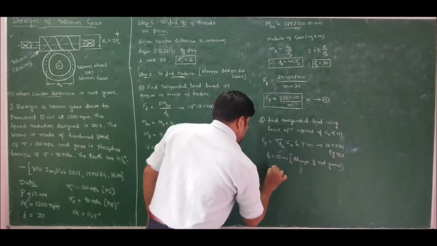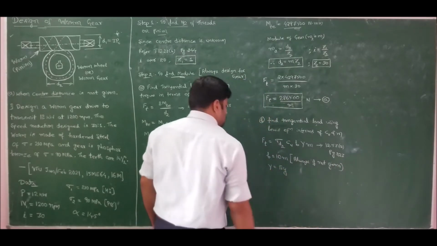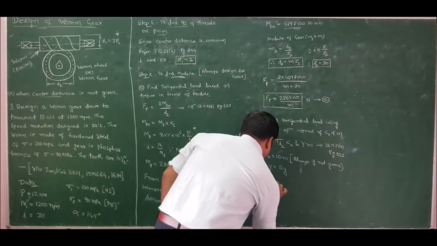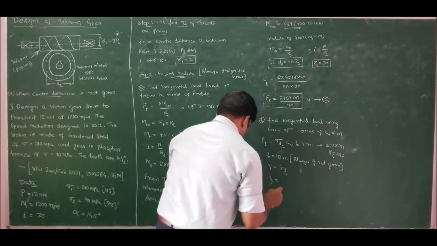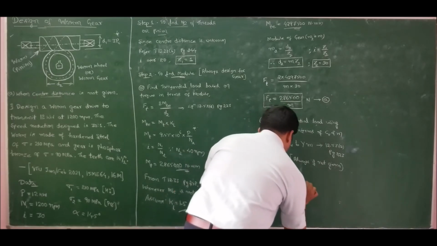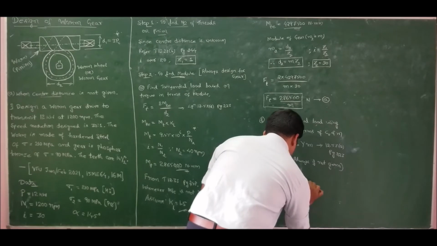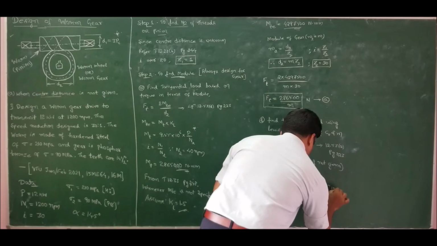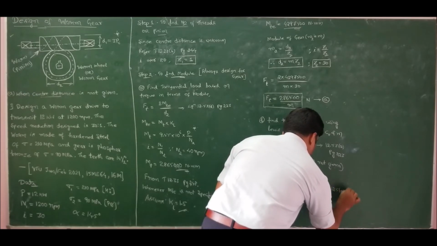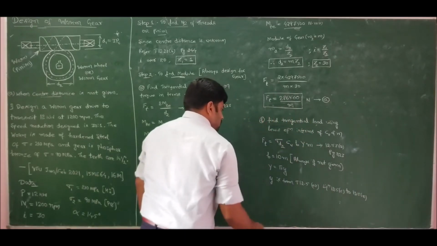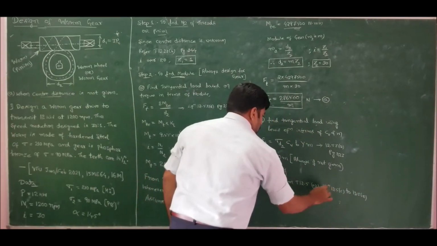And coming for capital Y, it is equal to pi times small y, where small y is Lewis form factor. Small y, Lewis form factor, can be taken from table 12.5, or I can use equations 12.5c to 12.5e. Let me use the equation for a more accurate answer.